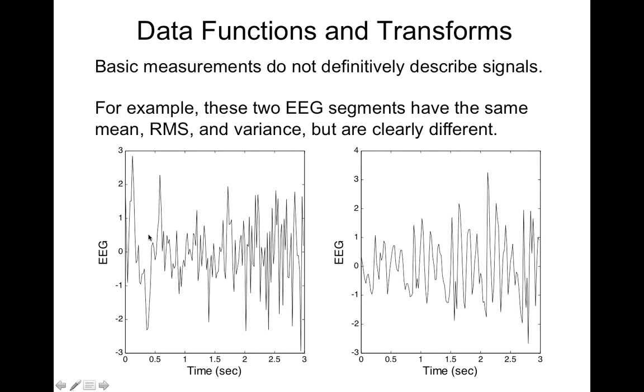But here's an example where we have two signals that are clearly different. These are two different EEG segments. They have the same mean, RMS, and variation, but we can tell by looking at these that they're clearly different. So the question is, how can we get a better description of the signal?